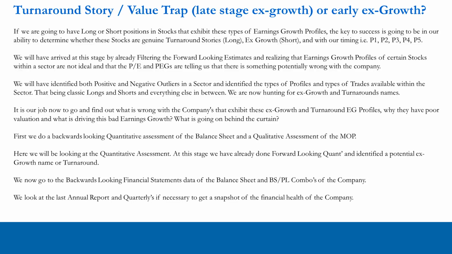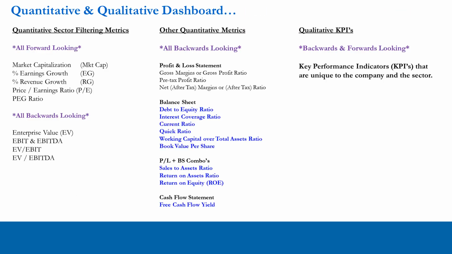So we look at the last annual report and/or quarterlies, if necessary, to get a snapshot of the financial health of the company. So with reference to our quantitative and qualitative dashboard, we're going to be looking at balance sheet metrics: debt to equity ratio, interest coverage ratio, current ratio, quick ratio, working capital over total assets ratio, and book value per share. We're also going to be looking at metrics that combine data from the company's balance sheet and the profit and loss account.